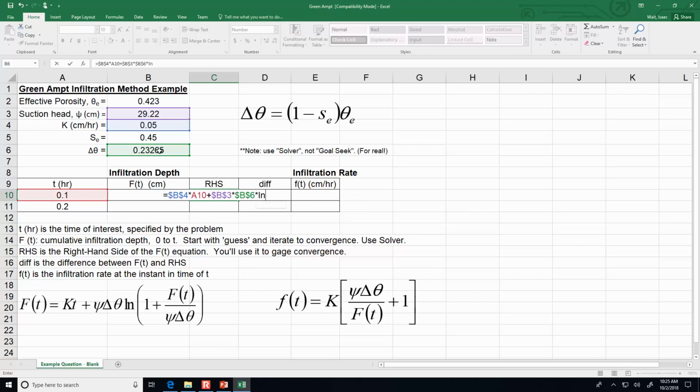times the logarithm of 1 plus, now where it refers to the f of t, we'll put in our guess value, which was in cell B10. I can't click on B10 because my formula is centered and it's getting in the way, so I'll just type in B10. Okay, and then that is divided by psi times the delta theta. I'll leave that up for a moment.